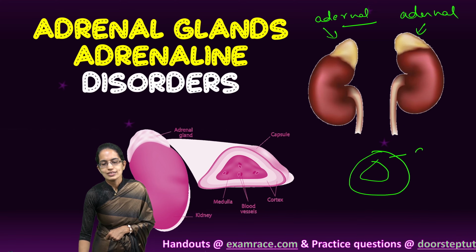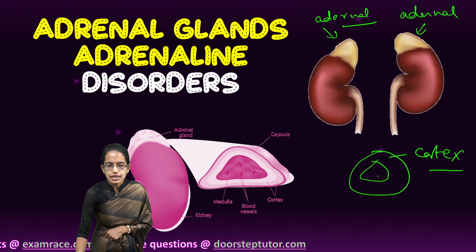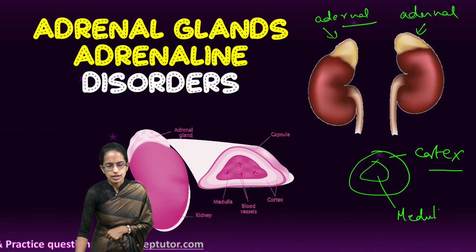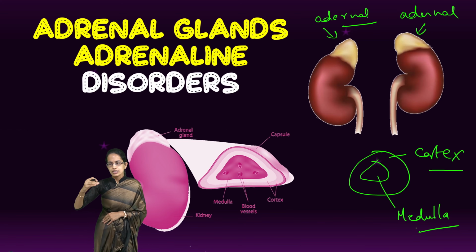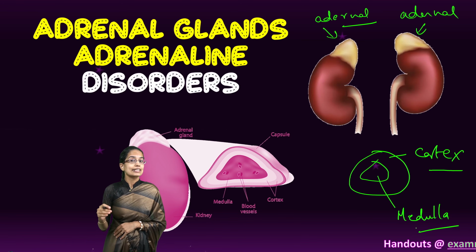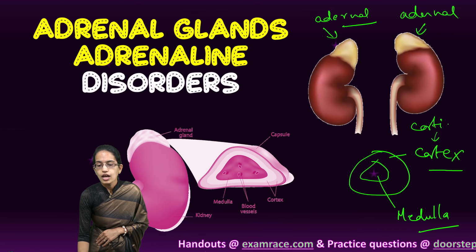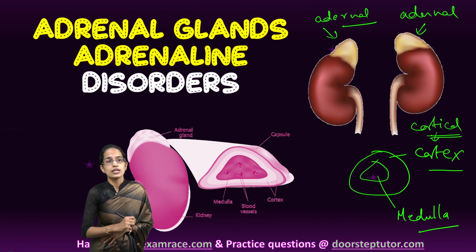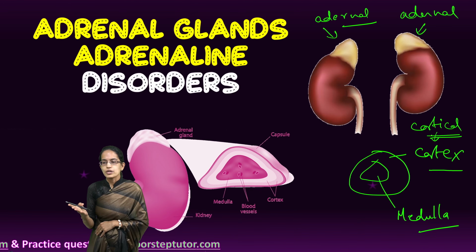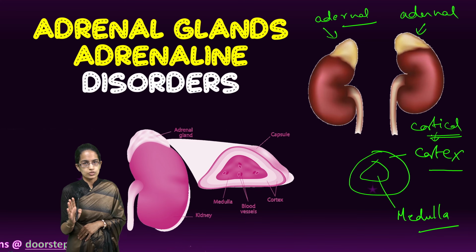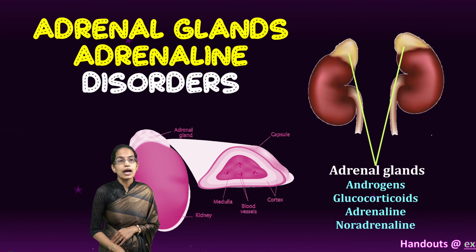The outer one is known as the adrenal cortex. The inner one is known as the adrenal medulla. Okay, so the inner part is the medulla, the outer part is the cortex. What does the cortex secrete? As the name suggests, it secretes cortical hormones. These cortical hormones are three: glucocorticoids, mineralocorticoids and adrenocorticoids. We will understand that in a while, but all of these are secreted by the cortex area.